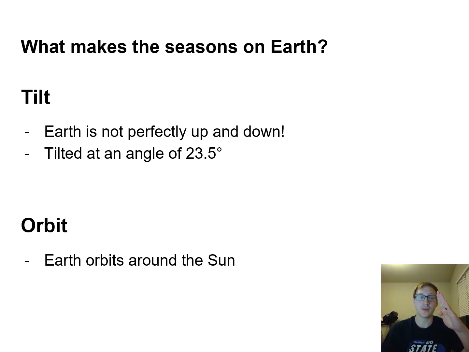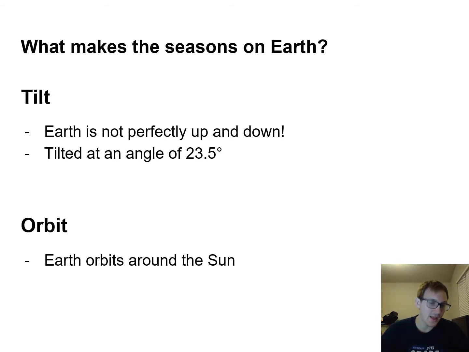Sometimes the Earth is tilted towards the sun. So let's say the sun is over here. Sometimes it's tilted towards the sun, and sometimes it's tilted away from the sun like that. In the summer, the northern hemisphere is tilted towards the sun, and in the winter it is tilted away.